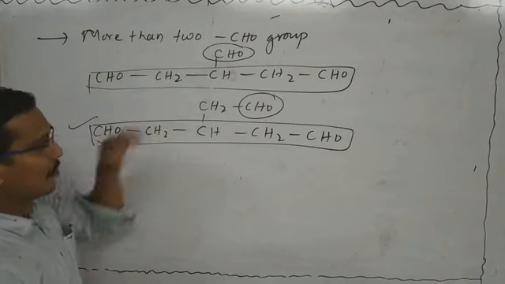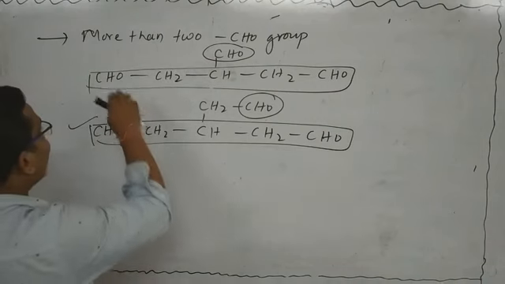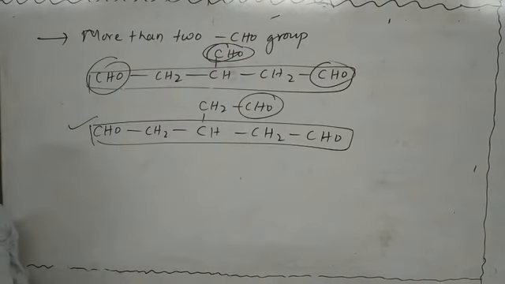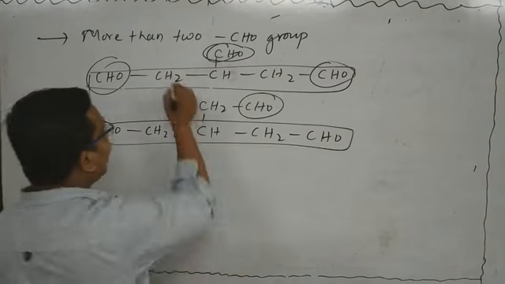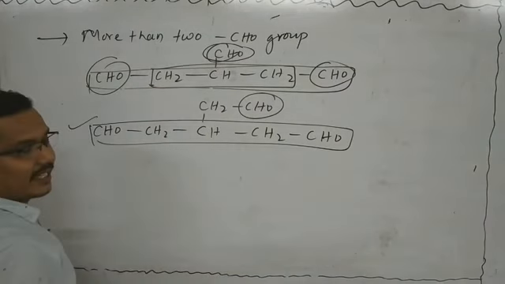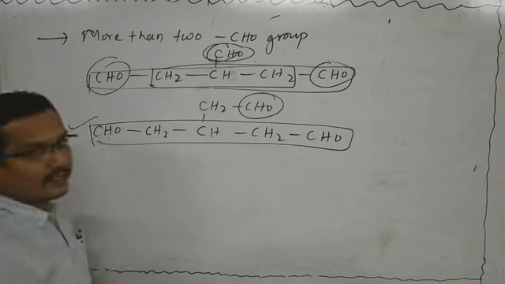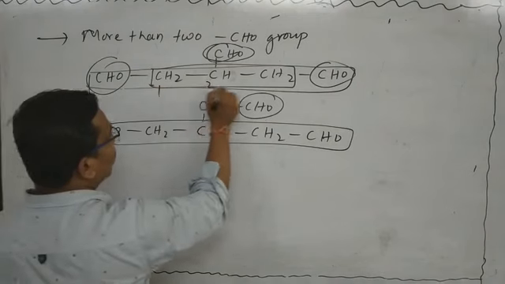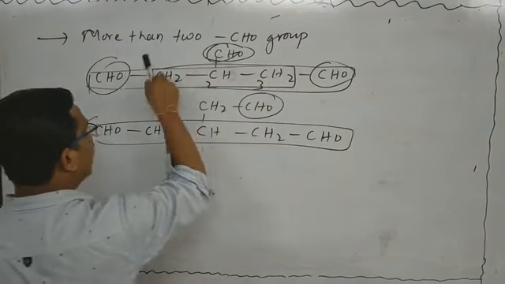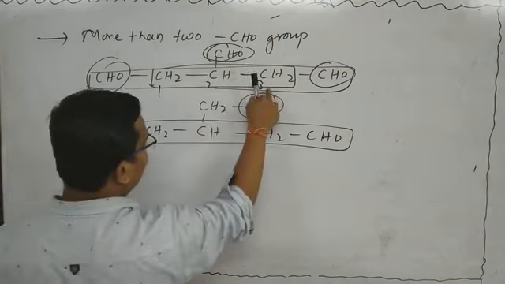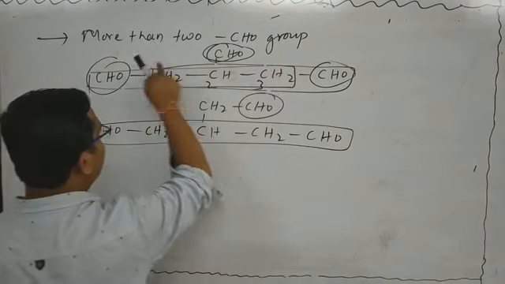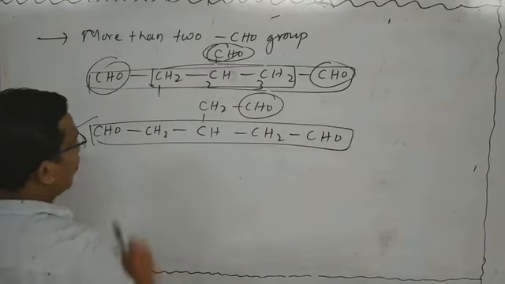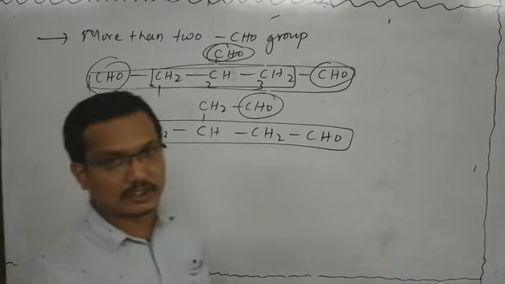For such a compound, we do not take the 3 CHO groups in the long chain. We take this part as the long chain and start numbering according to the lowest locant formula: 1, 2, 3, or you can also give number 1, 2, 3. No doubt this is your long chain. Then what will be the name of this compound?